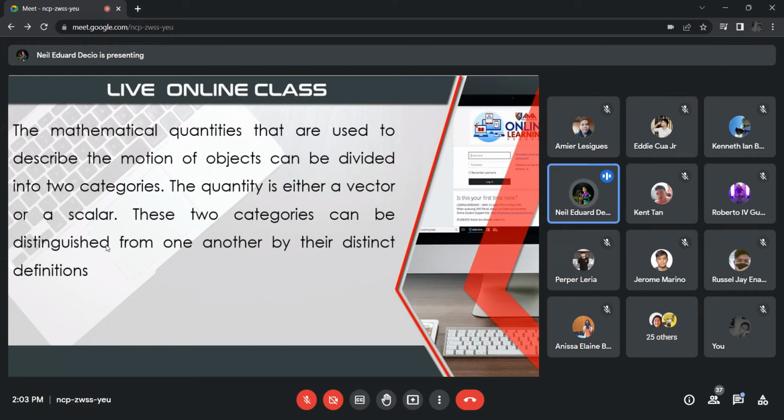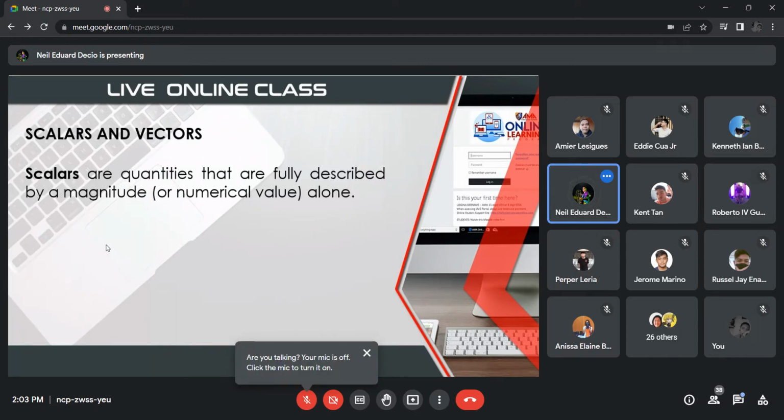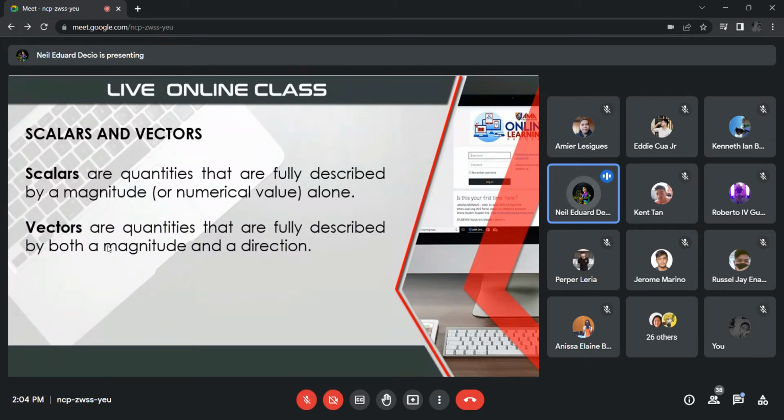Mathematical quantities that are used to describe the motion of objects can be divided into two categories. So the quantity is either a vector or a scalar. Okay, these two categories can be distinguished from one another by their distinct definition. So may dalawang categories tayo, no? For the motion of objects, we have the vector and scalar. So scalars and vectors. Scalars, the definition, are quantities that are fully described by a magnitude or numerical value alone, while vectors, on the other hand, are quantities that are fully described by both a magnitude and a direction. So pag may direction na, vectors pa lang. But kung motion lang ng object, numerical magnitude lang, so that is scalar.